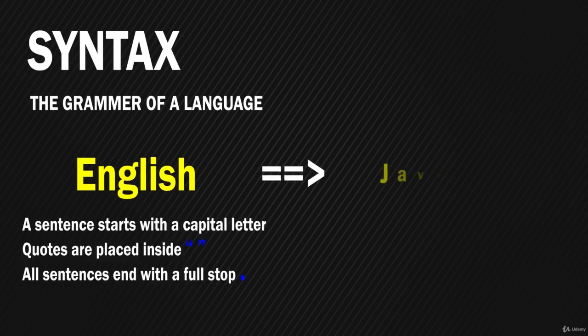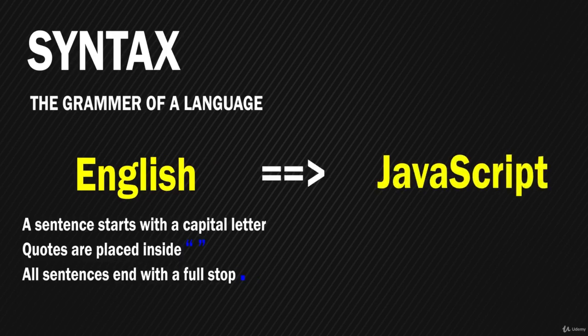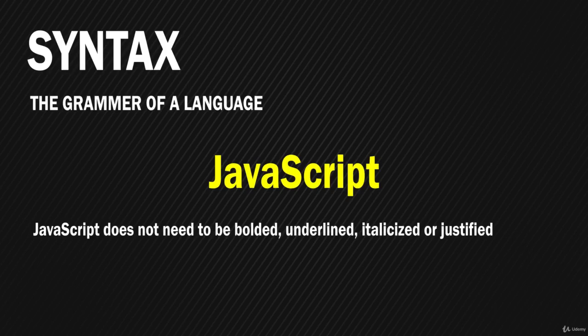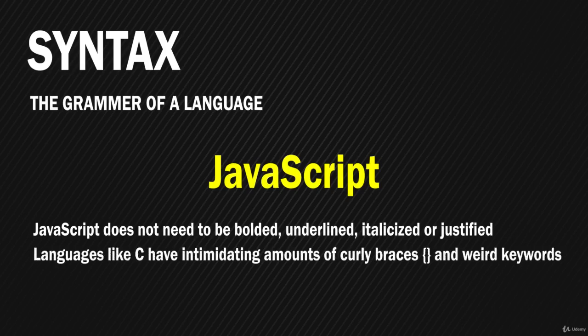JavaScript is no different to English, it just has a bit of different rules. What are some of those rules? Well, JavaScript doesn't need to be bolded, underlined, italicized, or justified. You can just start typing. Languages like C have intimidating amounts of curly braces and weird keywords. But luckily for us, JavaScript is super simple.